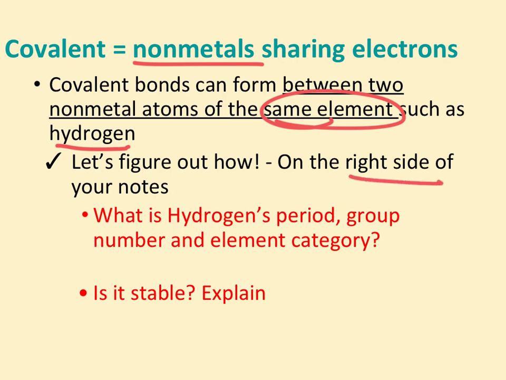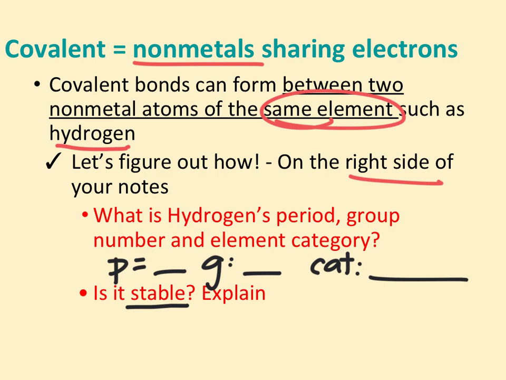On the right-hand side of your notes, it asks you to figure out hydrogen's period number, group number, as well as category. So looking at your periodic table, check that out, and then determine, is that stable? Go ahead and pause and fill in the period, group, category, and then tell me, is hydrogen stable with the amount of electrons it has?